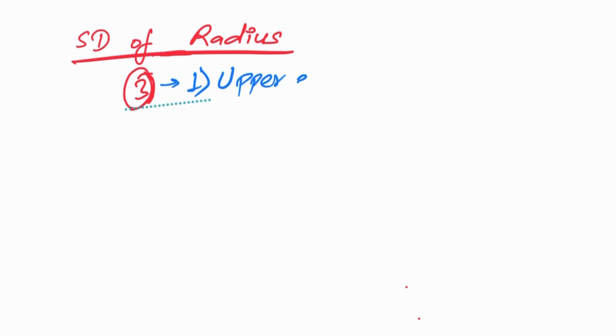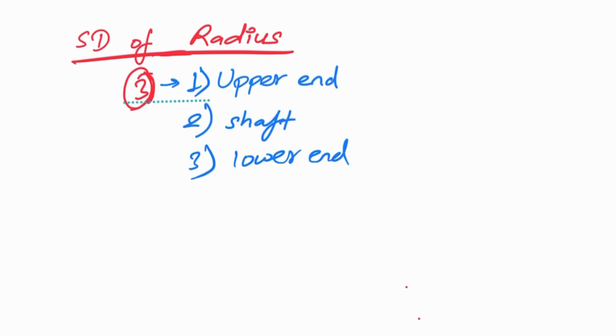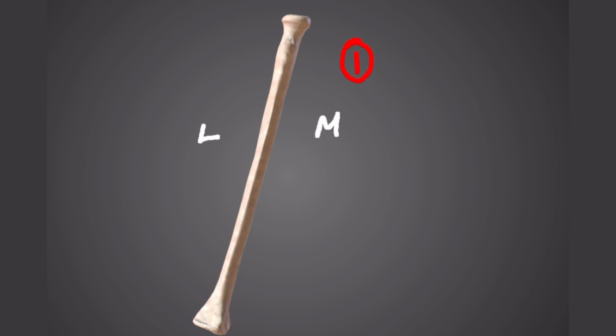Now for the side determination of radius, we will look for 3 points. First is the upper rounded end, second is the shaft, and the last point is the lower end. So, point number 1, upper end. The upper end has a disc-shaped head, a narrow neck, and a radial tuberosity on its medial side.